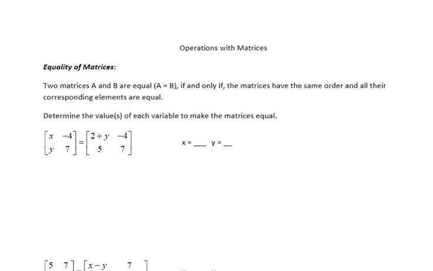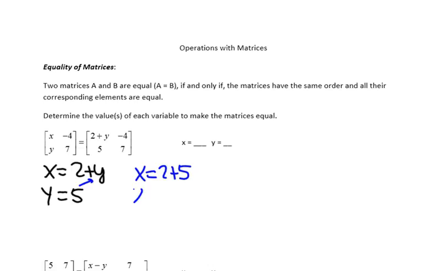All right, so we want to determine the values of each variable to make the matrices equal. In order for them to be equal, the corresponding elements must be equal. So we know x is equal to 2 plus y. -4 is equal to -4 is done for us. 7 equal to 7, already done for us. But notice also y is equal to 5. Well, I can substitute that in here, and we can tell very quickly x is 7. So when x is 7 and y is equal to 5, these two matrices are equal.